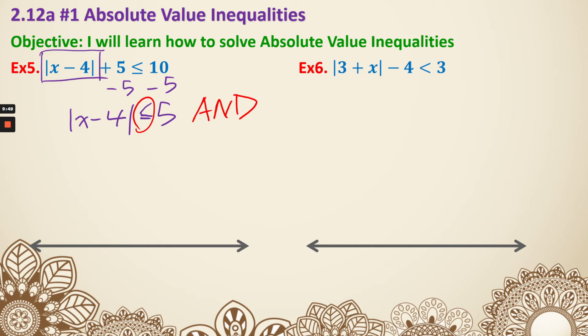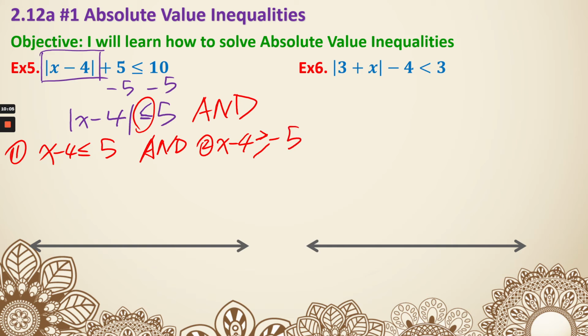I'm going to separate my cases now. First case, x minus 4 is less than or equal to 5. And for the other case, I gotta flip the sign and flip the number. So this is going to give me x is less than or equal to 9. This is going to give me x is greater or equal to -1.